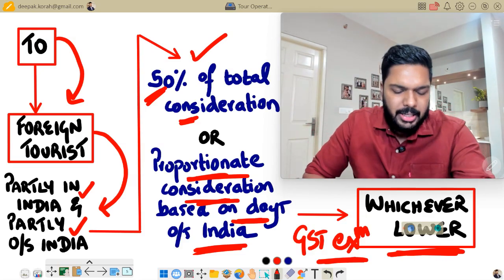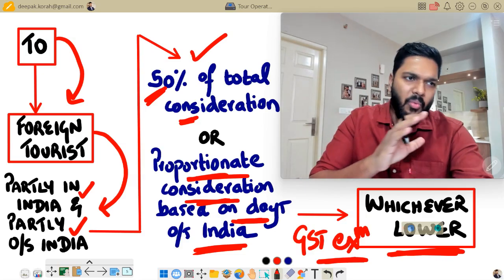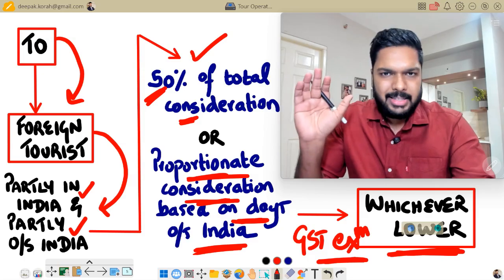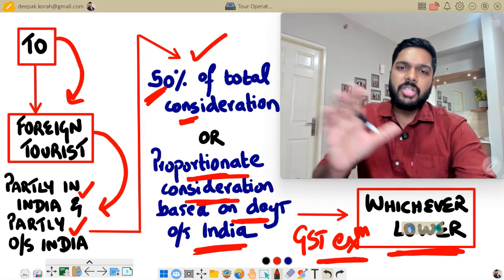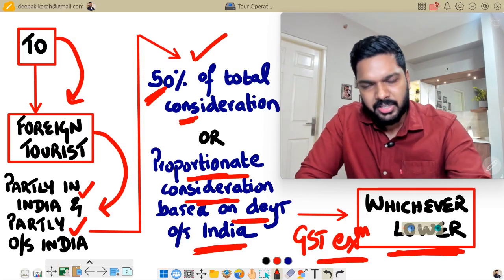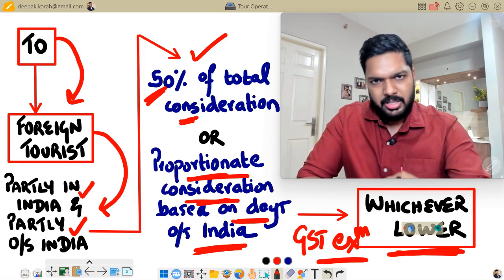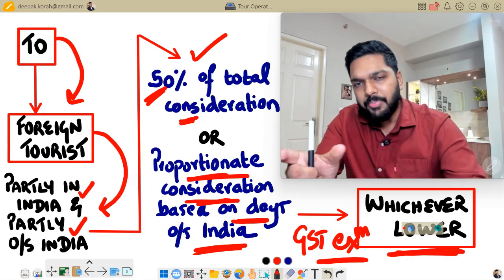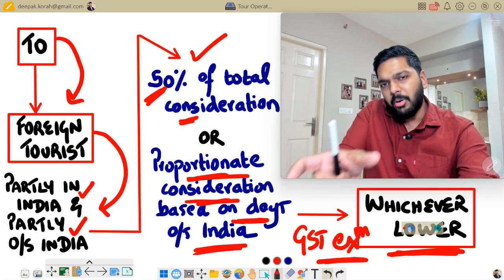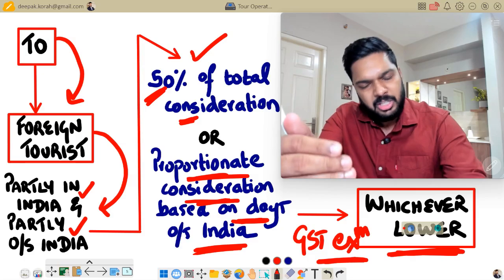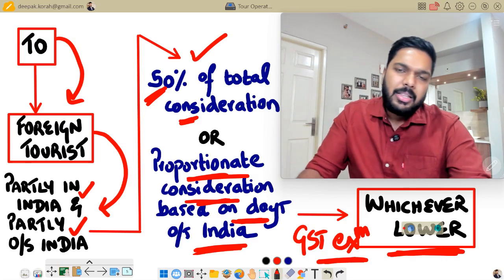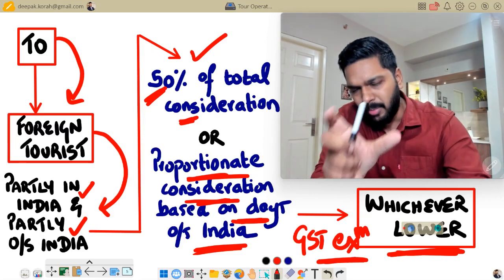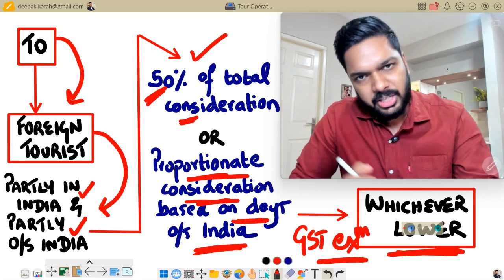So to sum the entire thing up, for an Indian tourist, whether the tour is outside India, in India, or partly in India, partly outside India, the entire thing is taxable. The tour operator will be bound to charge 18% GST or 5% GST. But as far as the foreign tourist is concerned, if it's outside India, it will be exempt. Or if it's partly in India, partly outside India, that portion equal to the number of days spent outside India or 50%, whichever is lower, will be exempt. The remaining amount of consideration provided by the tour operator will be subject to GST.